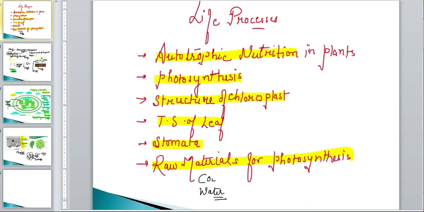Any queries of yours you can write down in the comment section of the video, and we will continue with the heterotrophic mode of nutrition, and also the experiments for the photosynthesis. We will discuss the photosynthetic experiments which are there in your syllabus, and if we get the time then we will continue further after that.